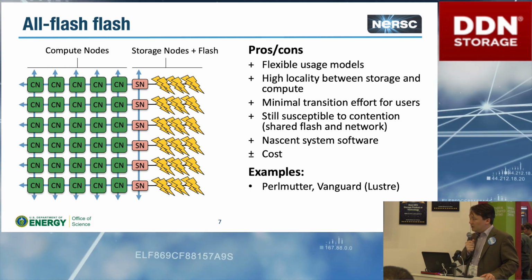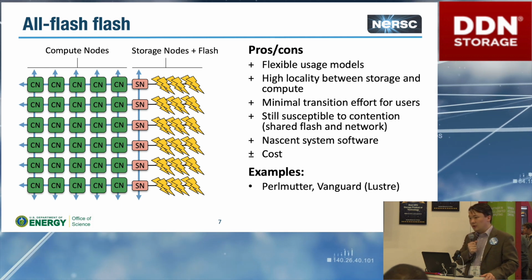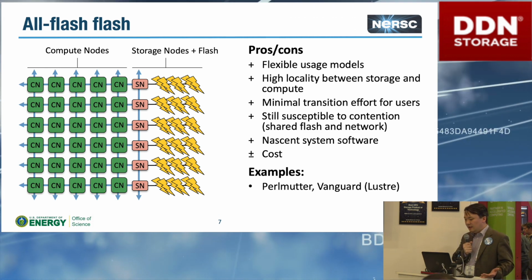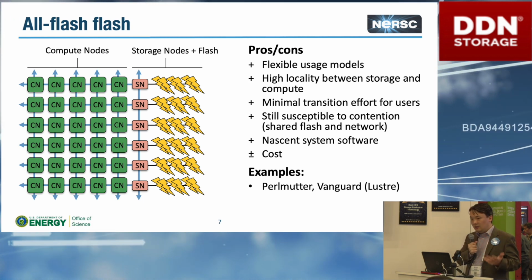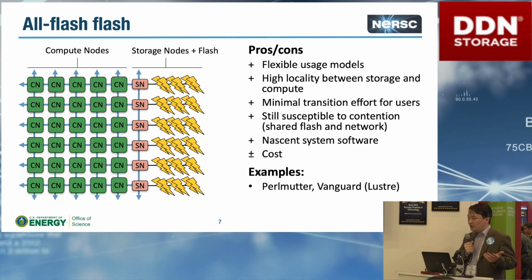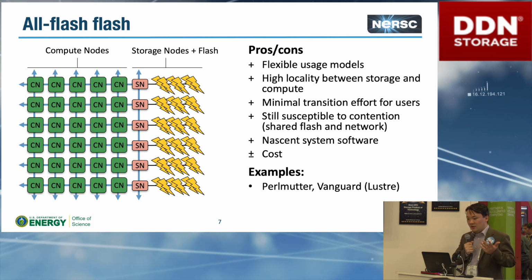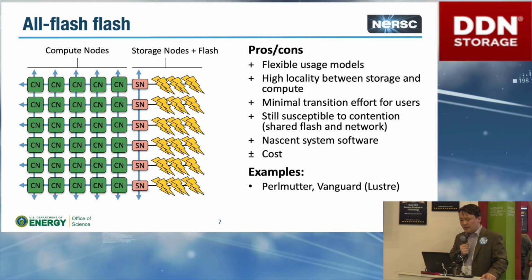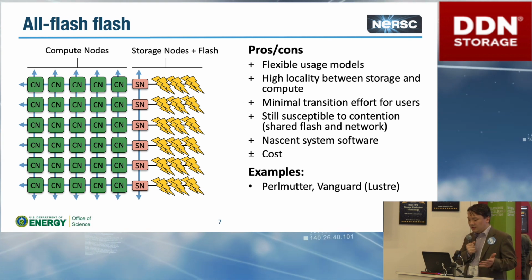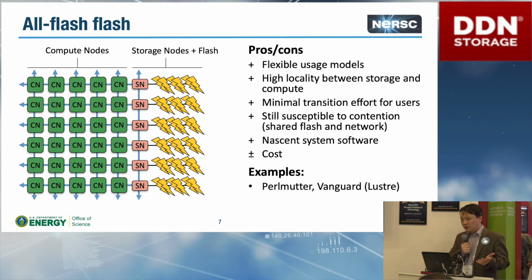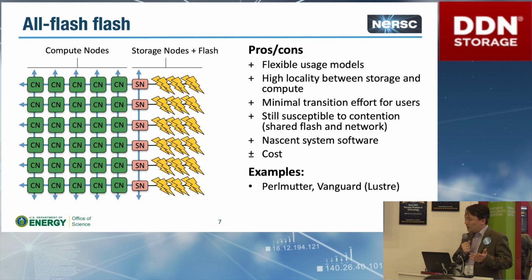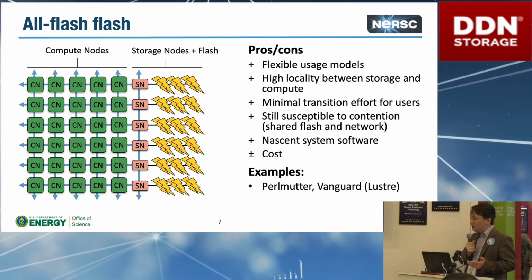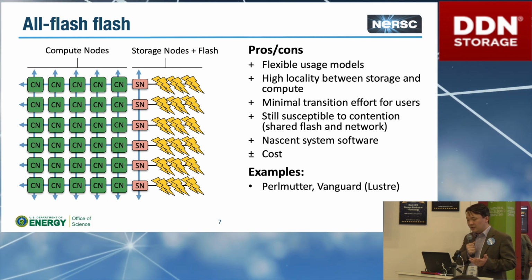And this has many of the same benefits that we talked about before in the fabric-attached flash. So there's very flexible usage models. And in the particular case of just installing Lustre directly on the flash, it looks no different than a parallel file system as it's known to users today. So there's minimal transition effort, but a downside is it does still make the system susceptible to jitter because your I/O traffic is traversing the same network as your compute traffic. So having good quality of service is kind of essential to make this really successful.